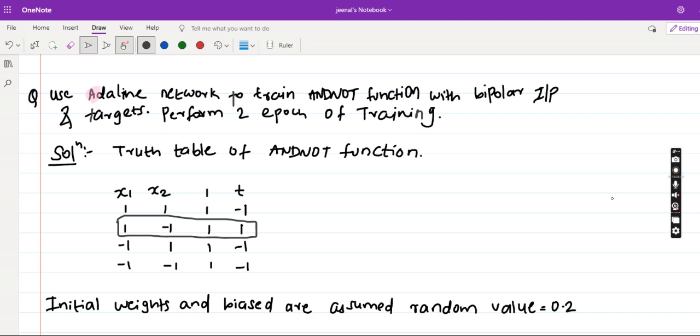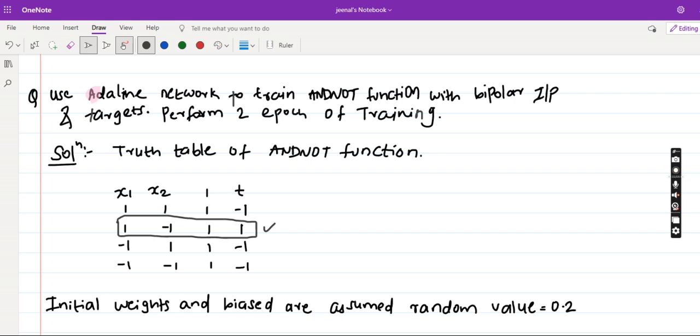So the truth table of the AND NOT function is given as follows. For 1, 1 we have output or the target value is -1. For 1 and -1 the output value is 1. So this is the only place where my target is going to be 1. For all the other combinations, my output is going to be -1, -1 and -1. So for 1 and -1, my output is 1.